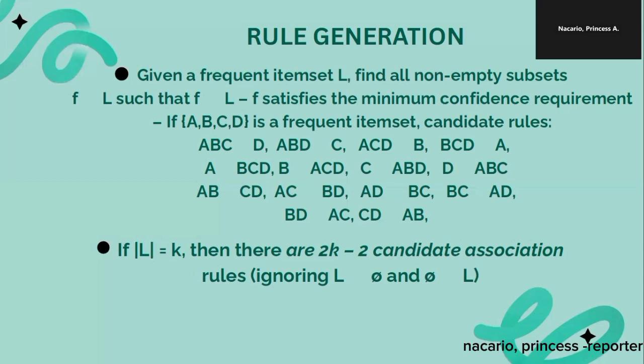Basically, we're just breaking down the item set into all possible combinations of antecedent and consequent. Here's an important point: if the size of the item set L is equal to K, then we can have up to 2 to the power of K minus 2 possible candidate rules. We exclude empty sets and the rule where the item set implies itself.